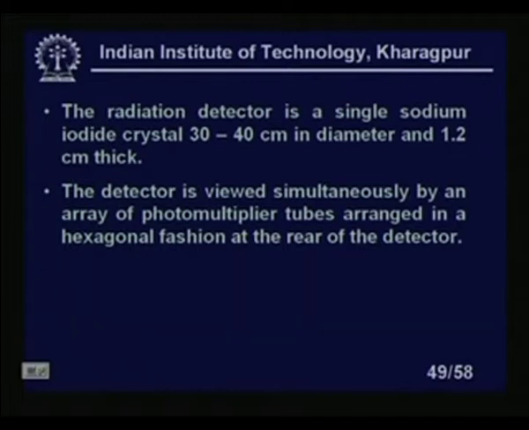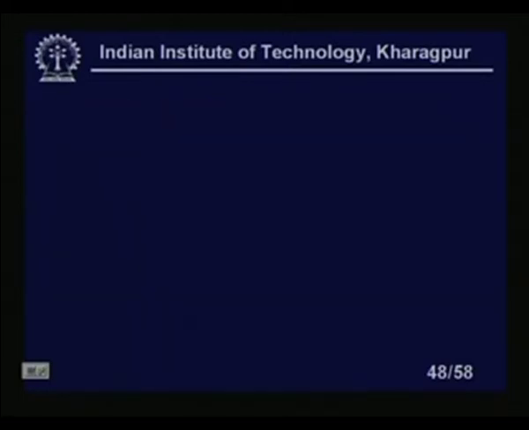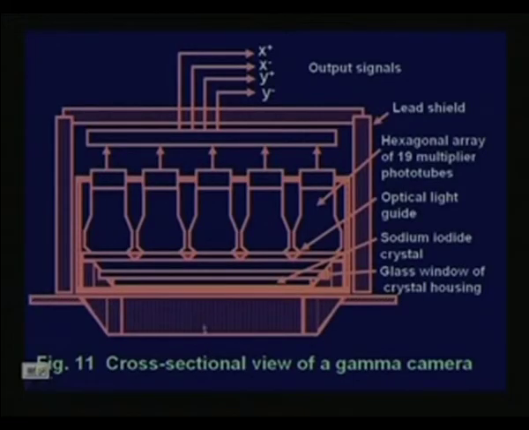Let us go back again. Gamma rays enter through this. Okay, we have sodium iodide crystals, it is scintillating light, it is going to the photomultiplier tubes, I am getting the electrical output. Clear?